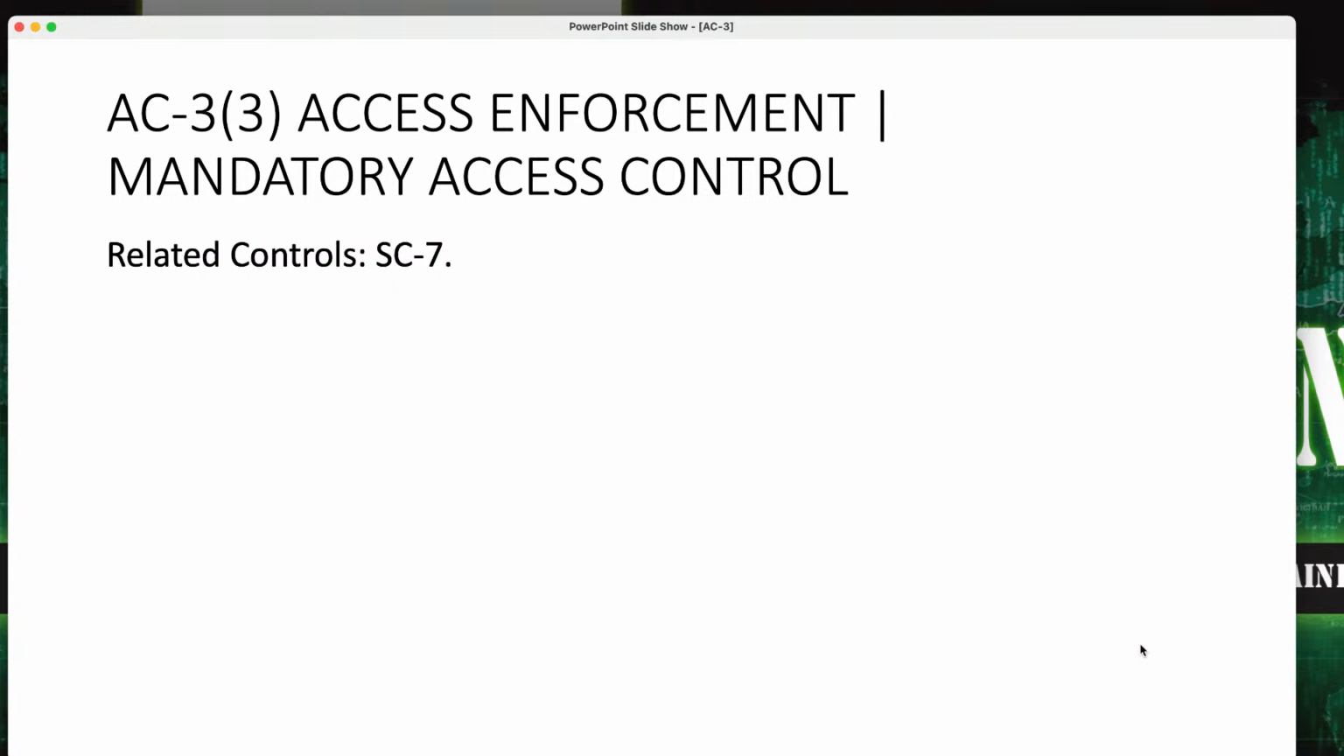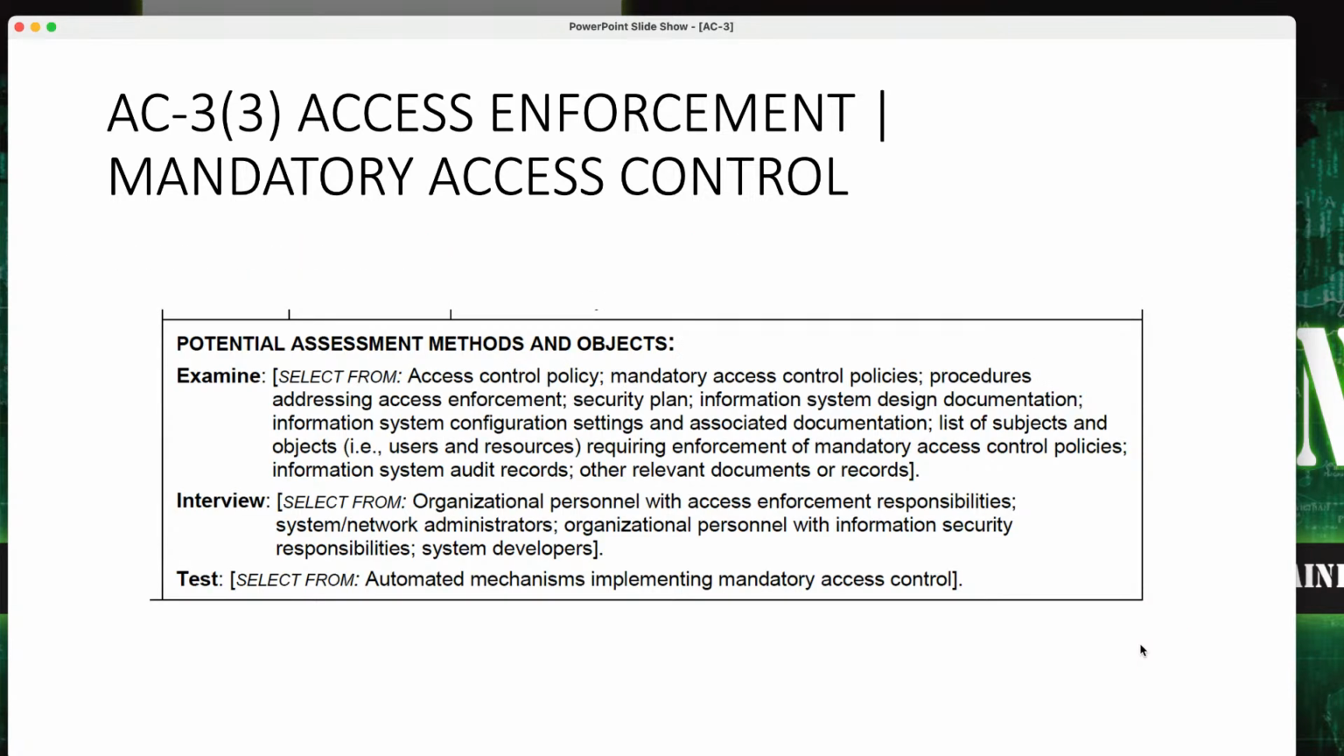Related controls, SC-7, not a ton of them. And up front, we have our assessment methods: examine, interview, and test. And again, start with that mandatory access control policy. Look at the access control policies. Look at procedures for enforcing that. Look at the security plan. So we want to look at all those things, right? Going to review all the documentation we can get.